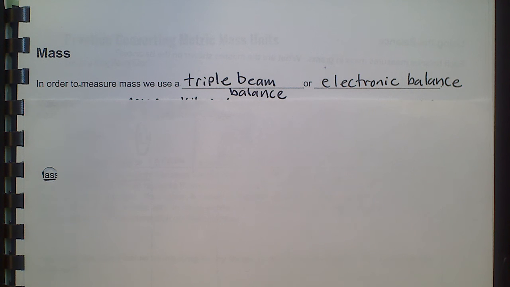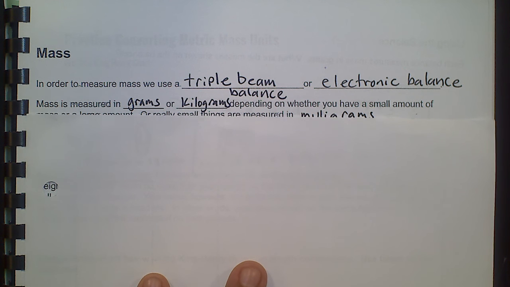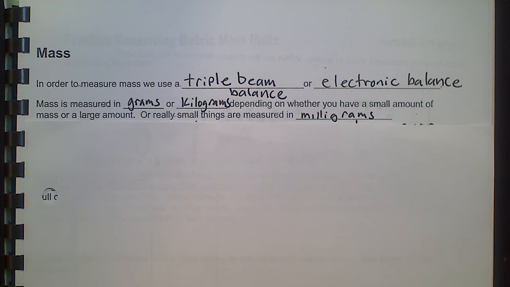This is page 7 in your course book, the notes on mass. In order to measure mass, we use what is called a triple beam balance or an electronic balance. Mass is measured in grams or kilograms depending on whether you have a small amount of mass or a large amount. Or for really small things, we use milligrams.